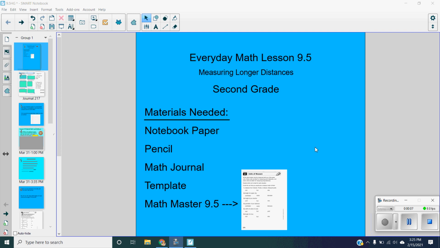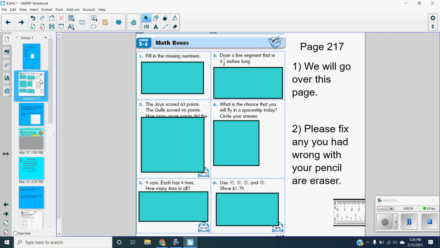The materials that you'll need today: notebook paper, pencil, math journal, your template, and then MathMaster 9.5. If you don't have this page, that's okay. Still follow along with the lesson, and you could write down your answers in either a notebook or on a whiteboard. Let's get started. The first thing that we'll do is go over our math boxes from the previous lesson.